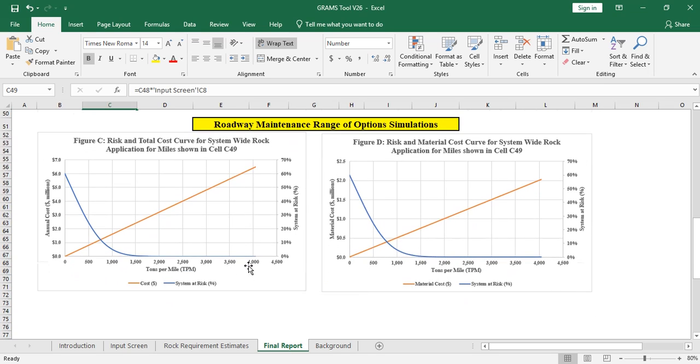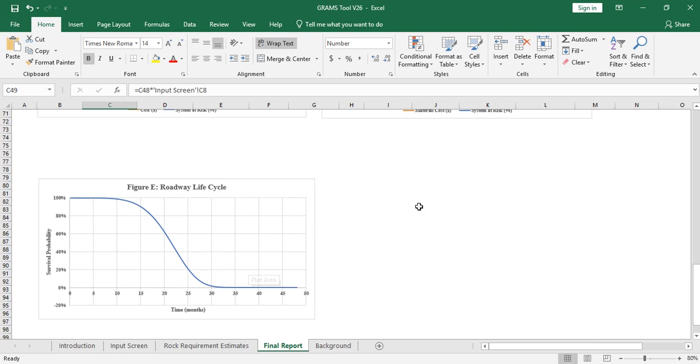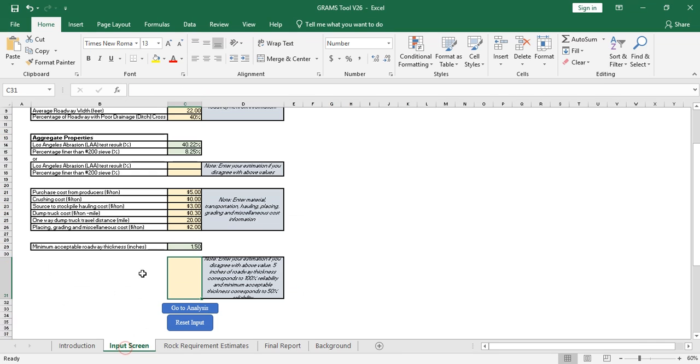And if we go down below, we can find the roadway life cycle. This is a hypothetical condition. If no resurfacing is conducted, how long would it take for the entire roadway network to go into unacceptable condition? We can say approximately after 30 months, if we do nothing, the entire roadway system will be in unacceptable condition. The unacceptable condition means less than the 1.5 inches thickness that we specified previously.